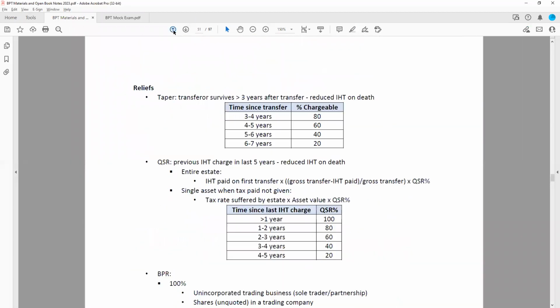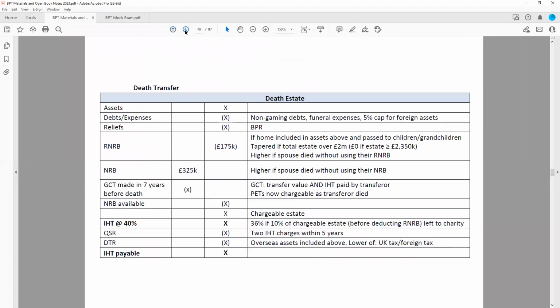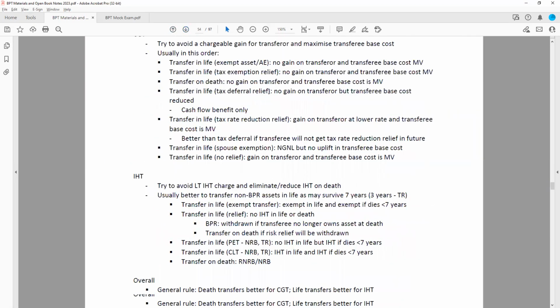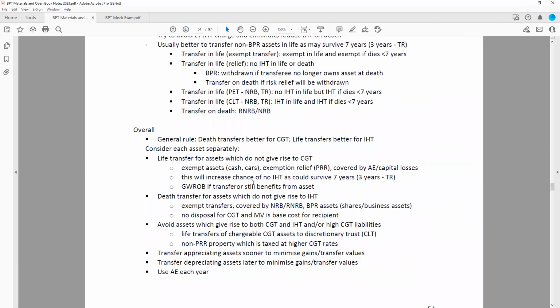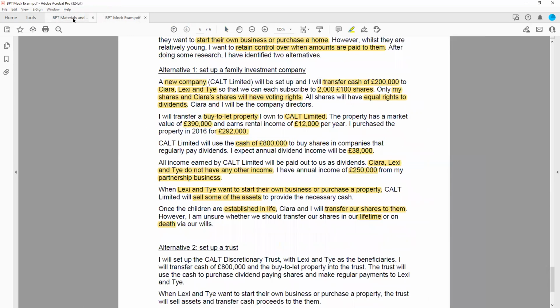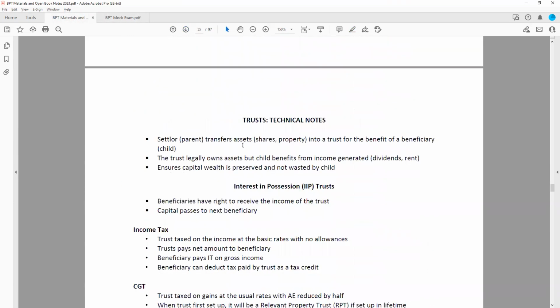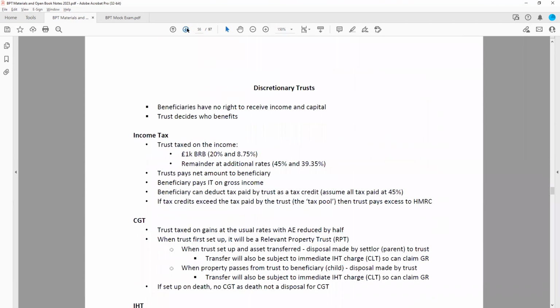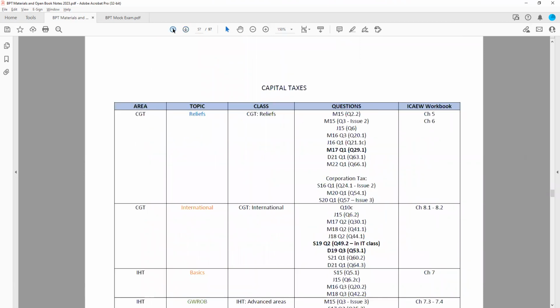We went through this in detail. We went through all of the different scenarios and things to consider, and it very much depends on whether it is an exempt asset for CGT, or whether it is covered by relief for IHT like BPR. So it very much depends, but broadly speaking, we could say that.